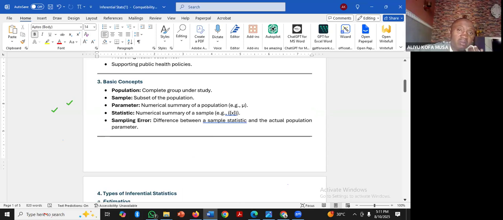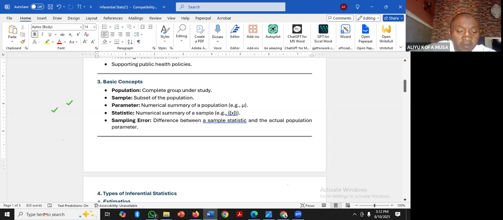Complete Zaria, you can say Kaduna. If you are taking Kaduna as a population, then Zaria can be a sample because Zaria is a subset of Kaduna. So whatever is the main group is what is meant by population. We're not talking about the number of people that are there. No. The entire group in that study. Number two, sample, which we say is a subset of the population.